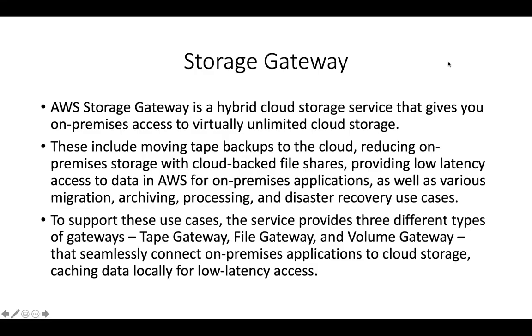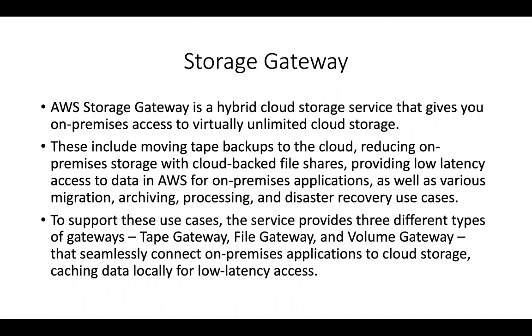So AWS Storage Gateway is a hybrid cloud storage service. It gives you on-premise access to virtually unlimited cloud storage. It's a hybrid cloud storage in the sense that it can be used to connect your existing cloud infrastructure as well as your on-premise infrastructure. And it allows your on-premise infrastructure to expand its storage to the cloud storage, which is unlimited in nature because it's using Amazon S3 in the background. We will learn more about that in the subsequent slides.